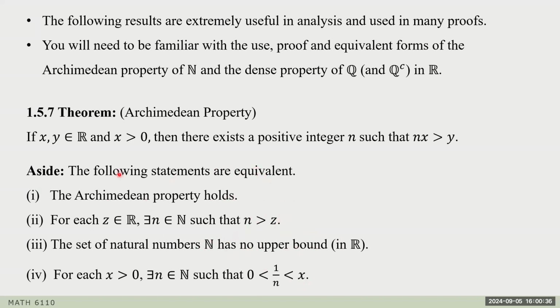You should try to prove them. The following statements are equivalent means each one implies the other. So you can try to prove, assume one is true and try to prove another one.